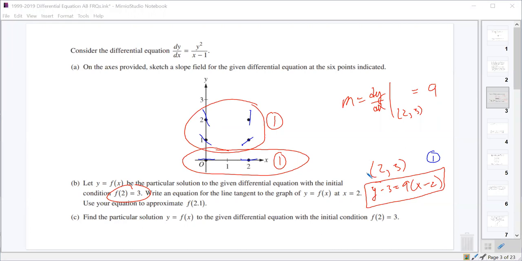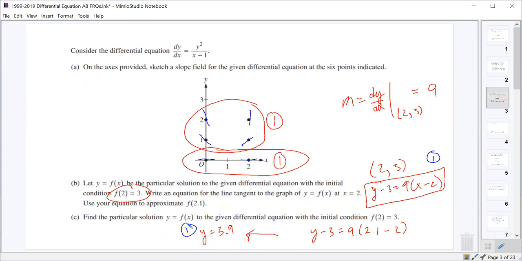And then you're supposed to approximate it at 2.1. Well, that'd just be y minus 3 equals 9 times 2.1 minus 2, or 0.1 times 9 is 0.9, plus the 3 would give us y equals 3.9. And that was also worth a point. So you got 4 points for parts A and B there. Any questions on B at all? Okay. And hopefully those both were pretty straightforward.